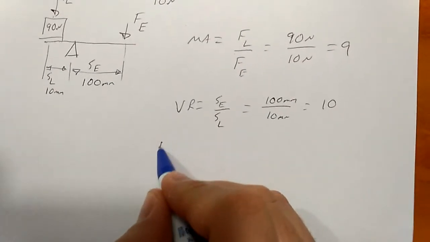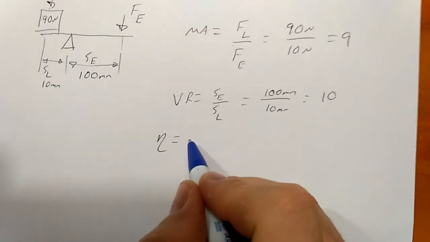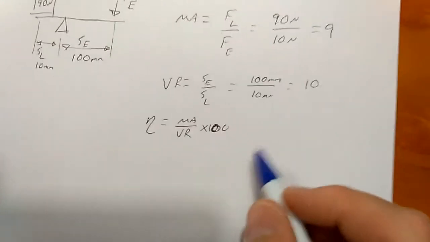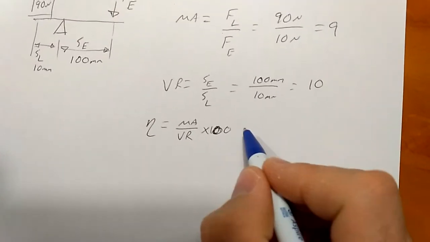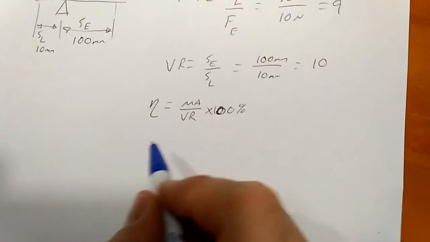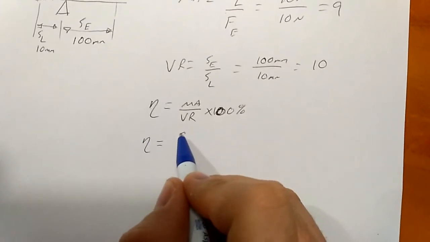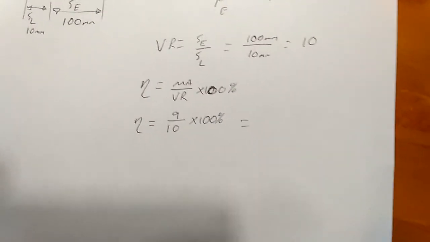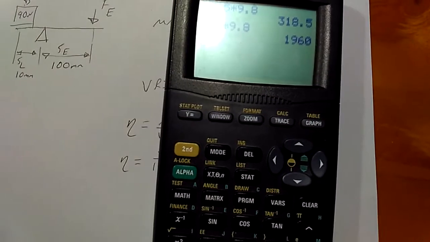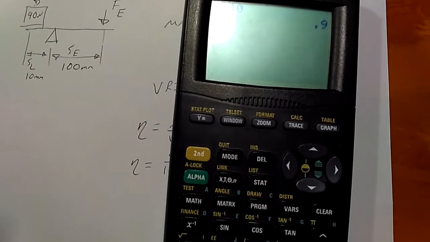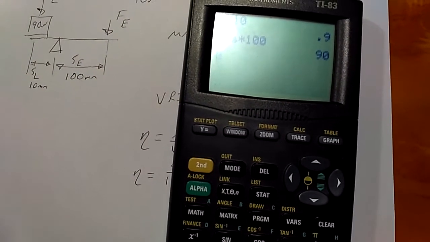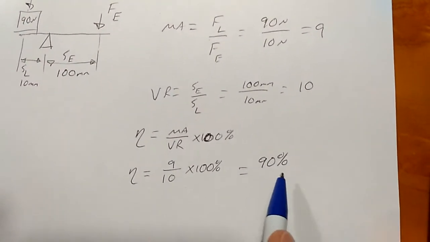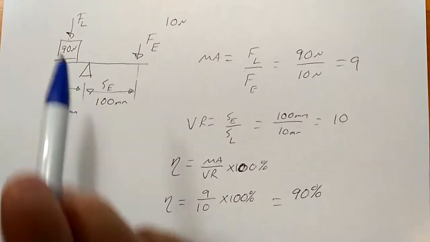Okay, so efficiency talks about how much of your work is being converted to raise the load. So efficiency is this symbol, and it's equal to mechanical advantage over velocity ratio times 100. All right, and that'll convert it to a percentage. So the efficiency of this is equal to 9 over 10 times 100%, which is equal to 9 divided by 10 is 0.9 times 100, so it's 90% efficient. Okay, so 10% of the effort you're doing is being wasted into friction.